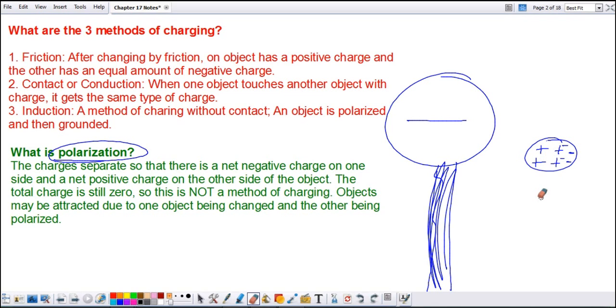And then the next thing I'm going to do is attach a wire to the ground, and then the electrons are going to move even further away. They're going to go down this wire until they get to the ground, so they've left. And then I cut the wire, and now this other object over here has a net positive charge, and that is charging by induction because they didn't actually touch, just brought it near.